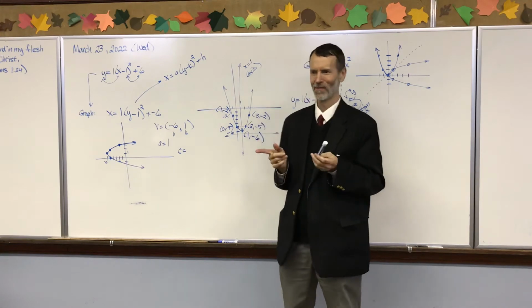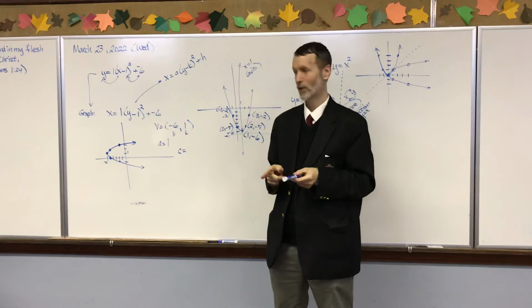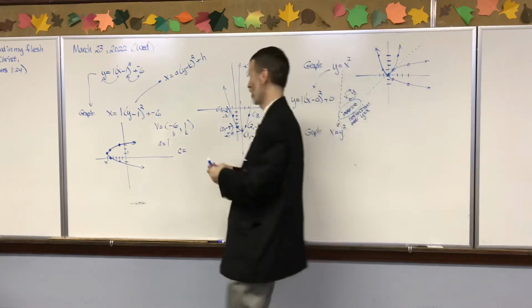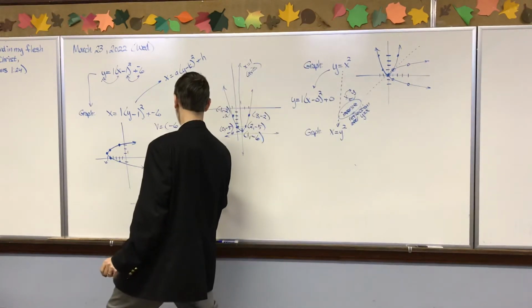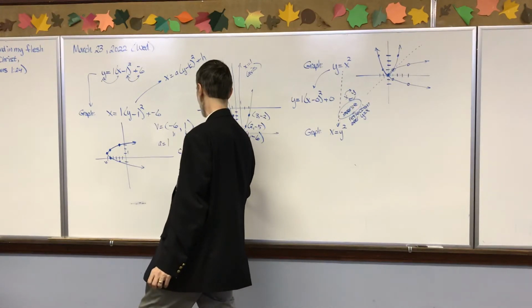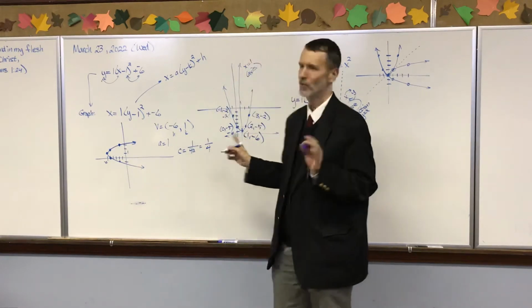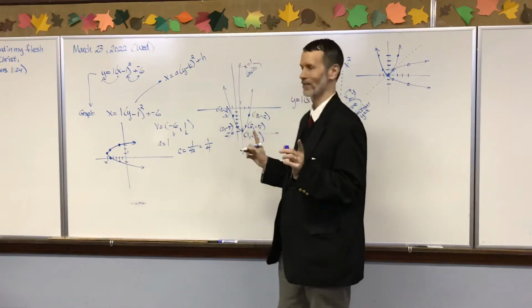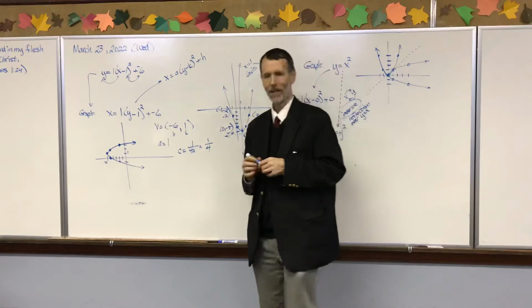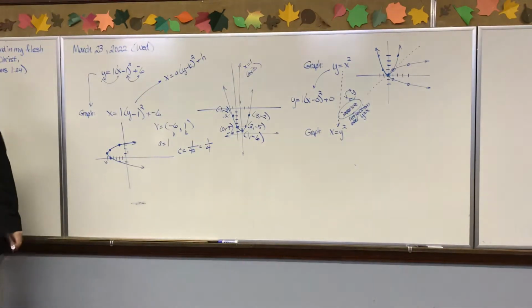Can somebody find me the focal move? Becca, what's the formula for focal move? 1 over 4 times A. Correct. And it's exactly the same here. Go ahead and do it. So it's 1 over 4 times 1, which is 1 over 4. The focal move is 1/4, and it's positive. Can anybody tell me which way the focus moved? Sam?